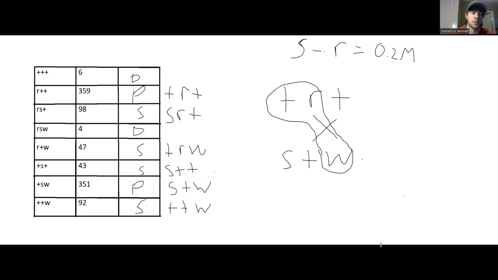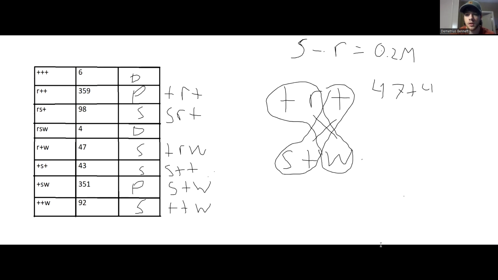So which one has plus RW in our phenotypes? We have 47 individuals with that phenotype. And now we're going to go the other way, starting up from the top here, going down. So, the single crossover in this area is going to be S plus plus. So which one has S plus plus? We have 43 individuals with S plus plus.